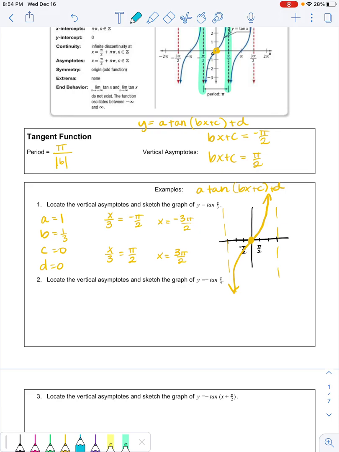Okay, so same thing, I can take my bx plus c and set it equal to your two chunks, your negative pi over 2 and your pi over 2. Multiply both sides by 4. We're going to get negative 4 pi over 2, which is the same as negative 2 pi, and positive 2 pi.